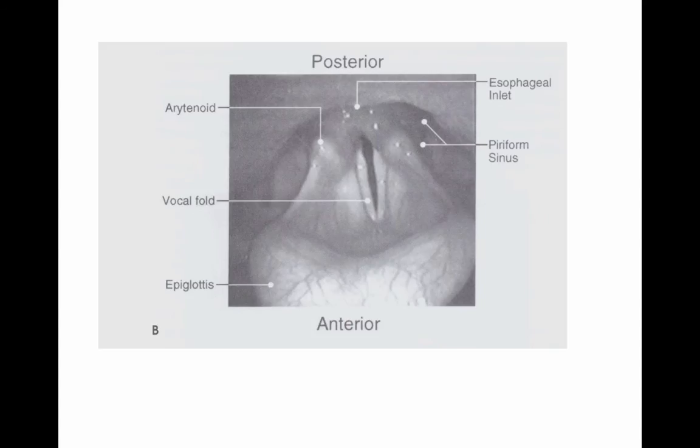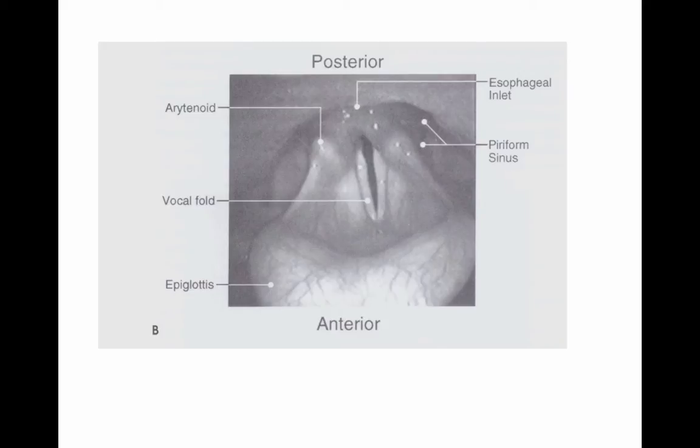Here are the landmarks that you would typically see in a FEES view. So we can see the arytenoid cartilages, those lumpy projections in the posterior aspect of the vestibule. You can see the vocal folds, and when they're open, again, you can see the rings of the trachea underneath.